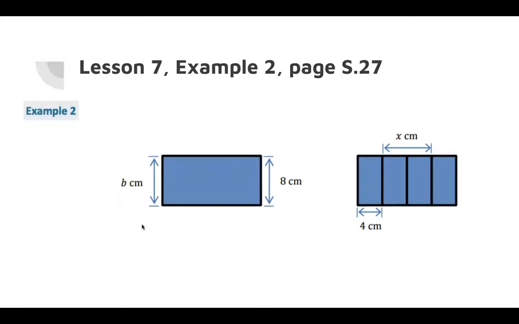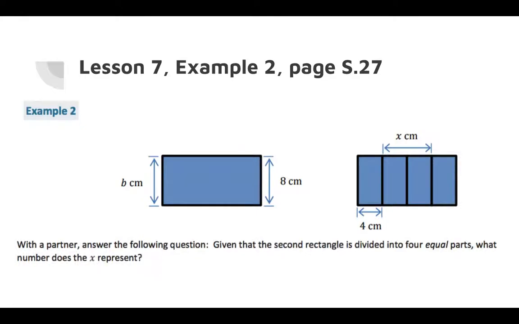Back to these 2 rectangles again. With a partner, answer the following question. Given that the second rectangle is divided into 4 equal parts, what does the X represent? Over here, what is the length of this X? Try to solve that with your partner. Pause this video if you need to.